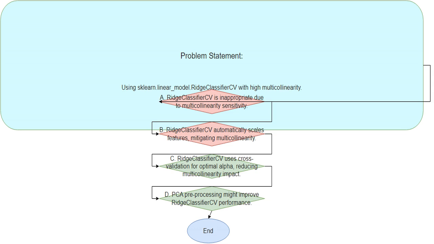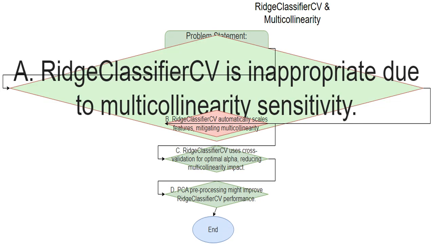The question asks whether statements about how RidgeClassifierCV handles this are true or false. This statement suggests that RidgeClassifierCV is not the right tool for the job because it's heavily impacted by multicollinearity. I'll need to analyze whether that is indeed true.